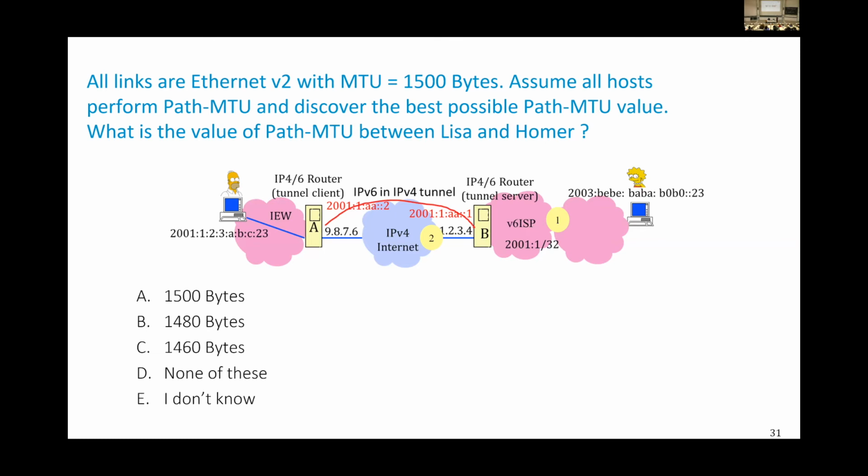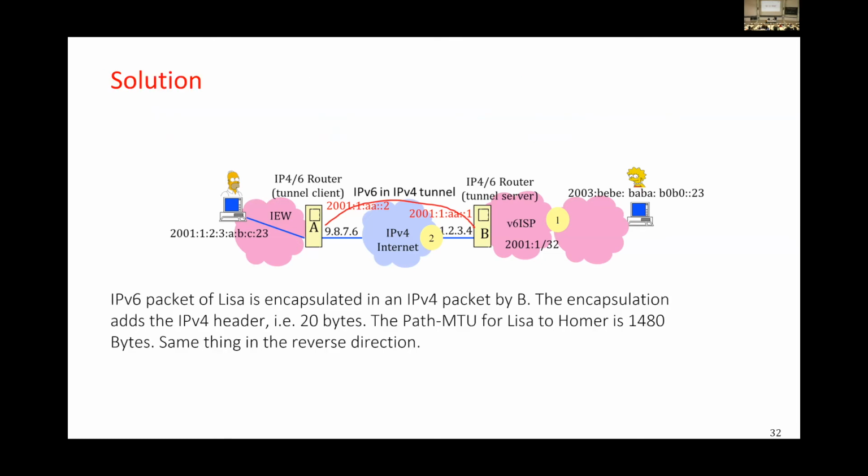I close in a few seconds. Closing. And the majority says C, but the correct answer is B, at least if we don't use MPLS. If there's MPLS, that might reduce the MTU here. But here, what will happen is that the packet is encapsulated, the IPv6 packet is encapsulated in an IPv4 packet.